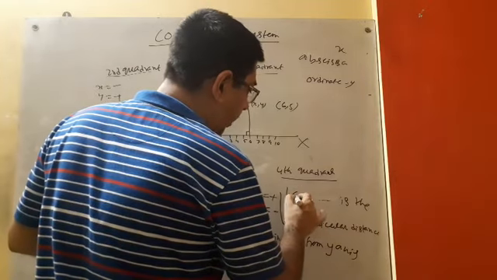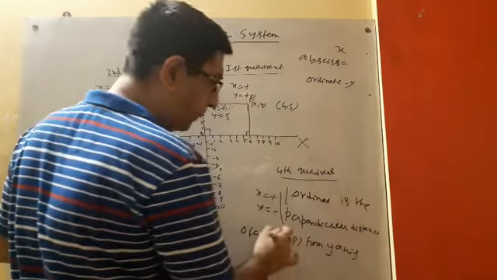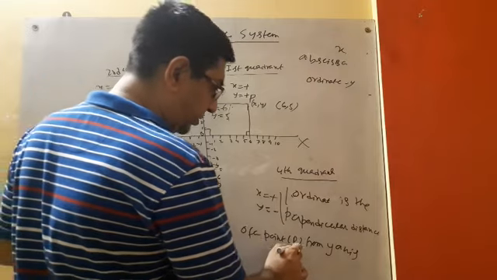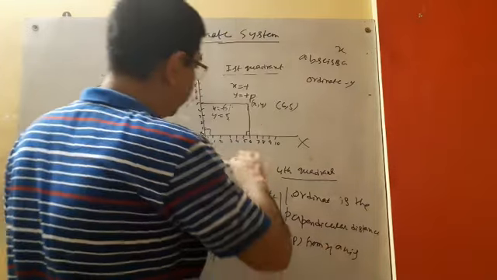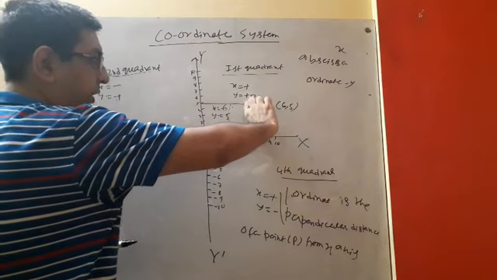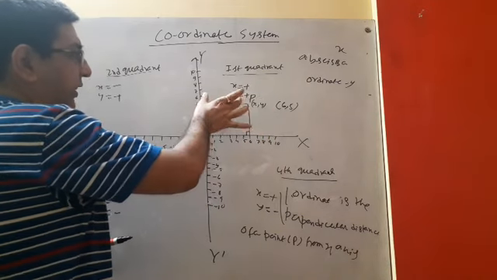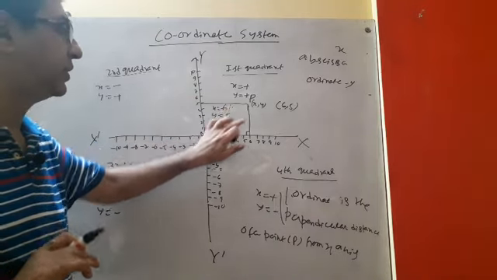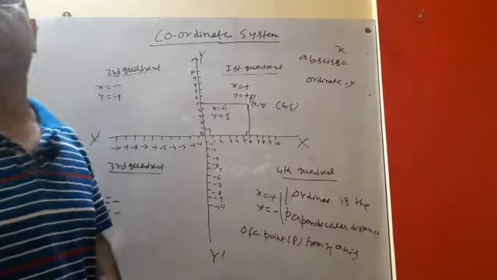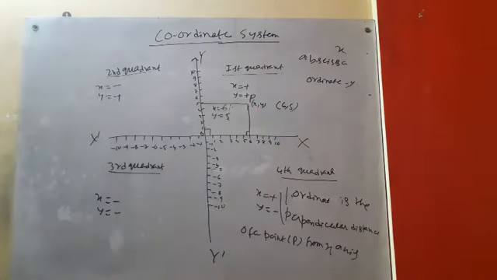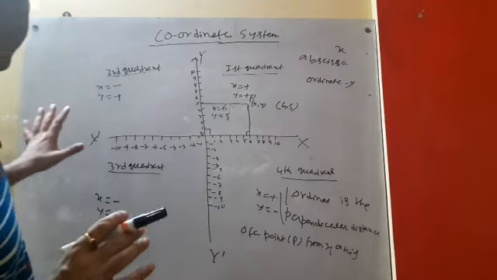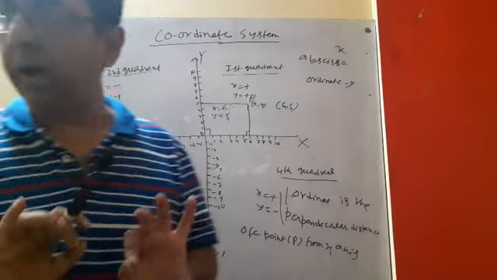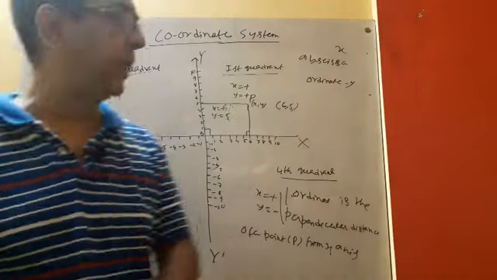Ordinate is the perpendicular distance of a point from x-axis. This portion is ordinate, this distance from x-axis. And this distance is from y-axis. So distance from y-axis is called abscissa and distance from x-axis is called ordinate. So any point is expressed by x comma y, that means abscissa comma ordinate.